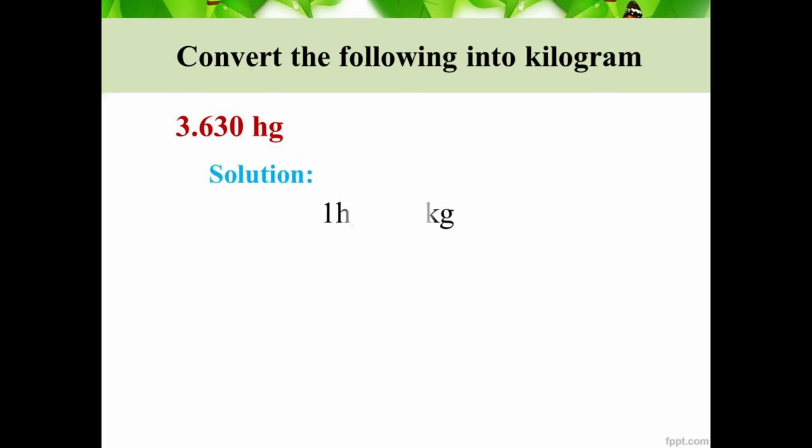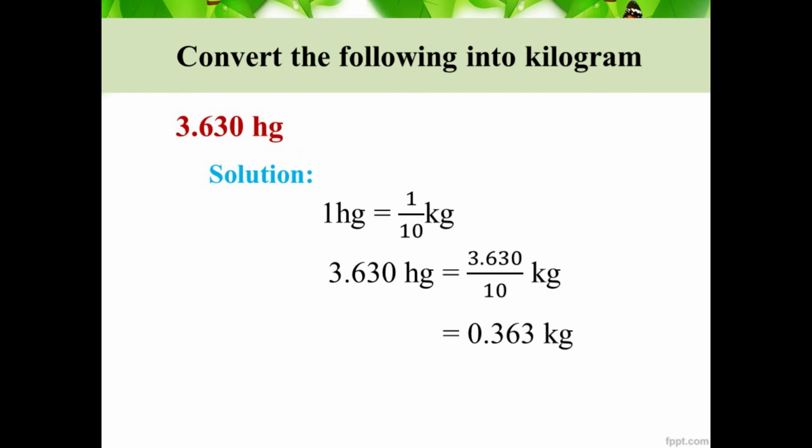Solution: 1 Hg equal to 1 by 10 kg. You have to divide the given number by 10. 3.630 divided by 10. By dividing by 10, we convert Hg to kg. Therefore, the answer is 0.363 kg. 3.630 Hg is equal to 0.363 kg.